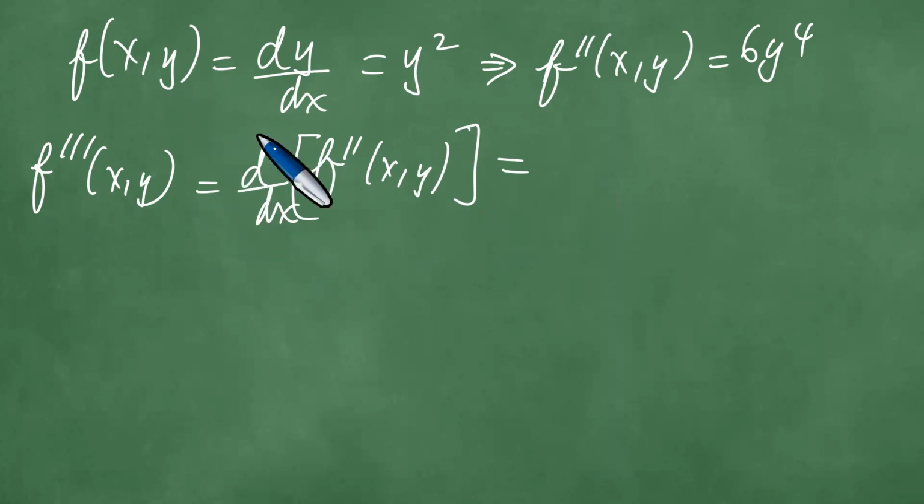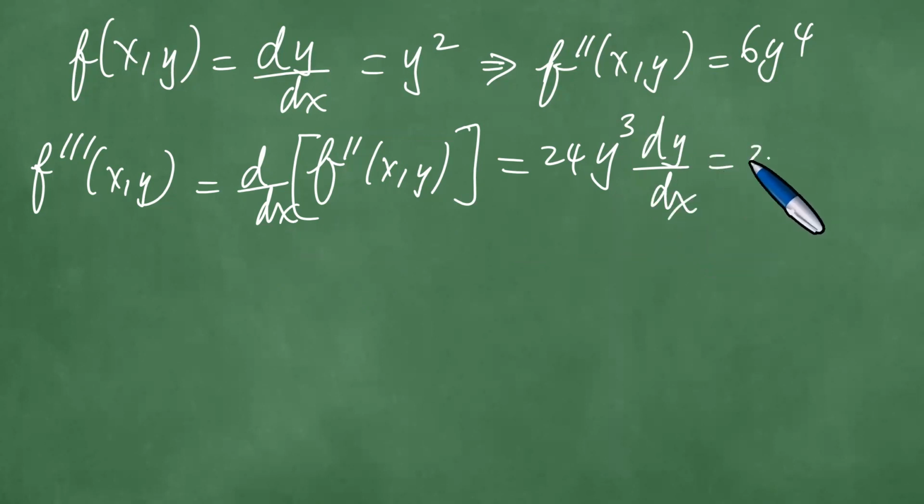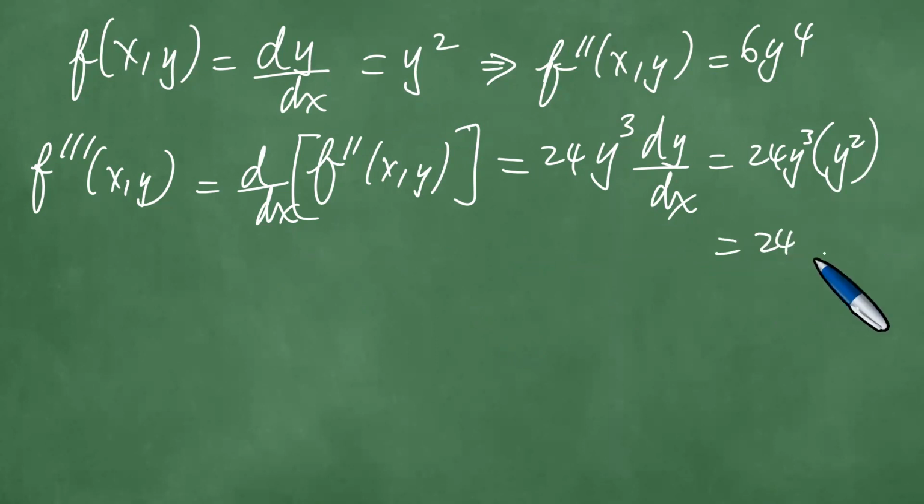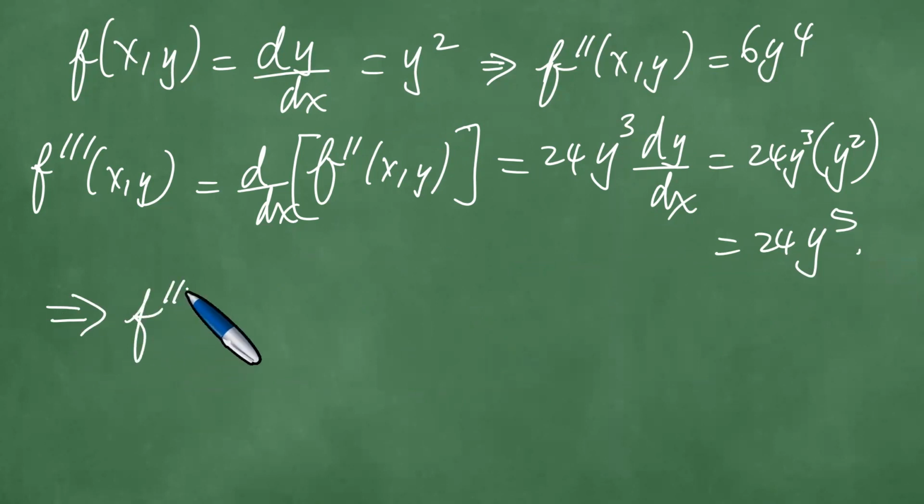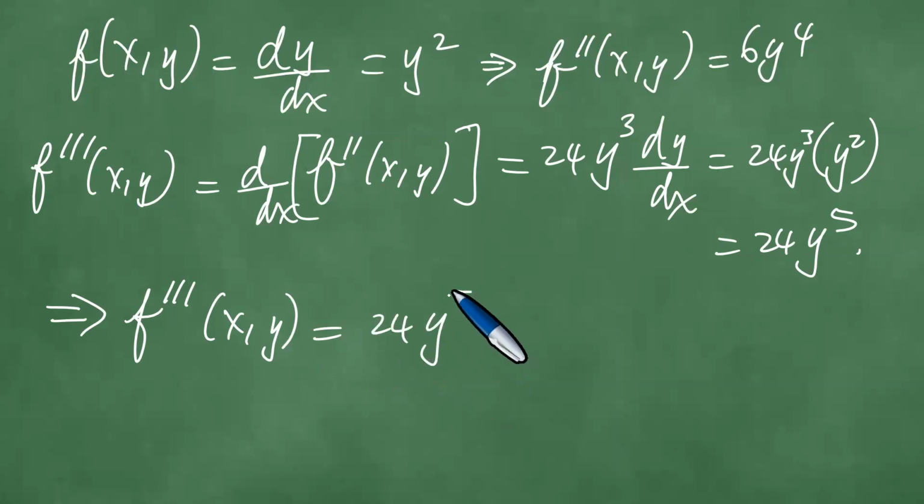Okay, what is the derivative of this one here? Right, so 6y to the fourth power. We differentiate that one, so it's going to be 6 by 4, which is 24y cubed. But because it's d/dx, we put the dy/dx, 24y cubed. What is dy/dx? It is y squared, which is 24y to the fifth power. So this means, therefore, the third derivative is the same as 24y to the fifth power.